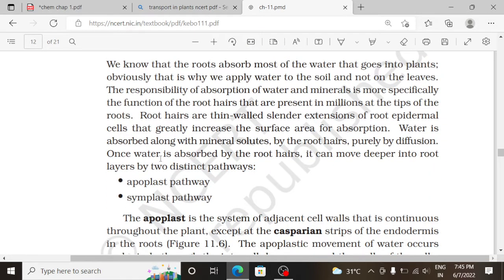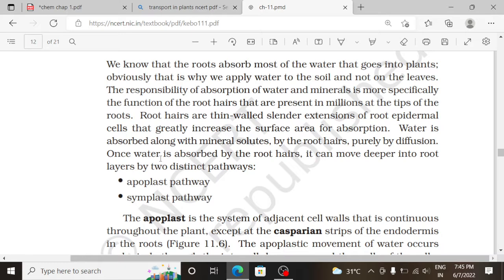Now, how do plants absorb water? We know that roots absorb most of the water that goes into the plants. Obviously, that is why we apply water to the soil and not on the leaves. The responsibility of absorption of water and minerals is more specifically the function of root hairs that are present in millions at the tips of the roots.